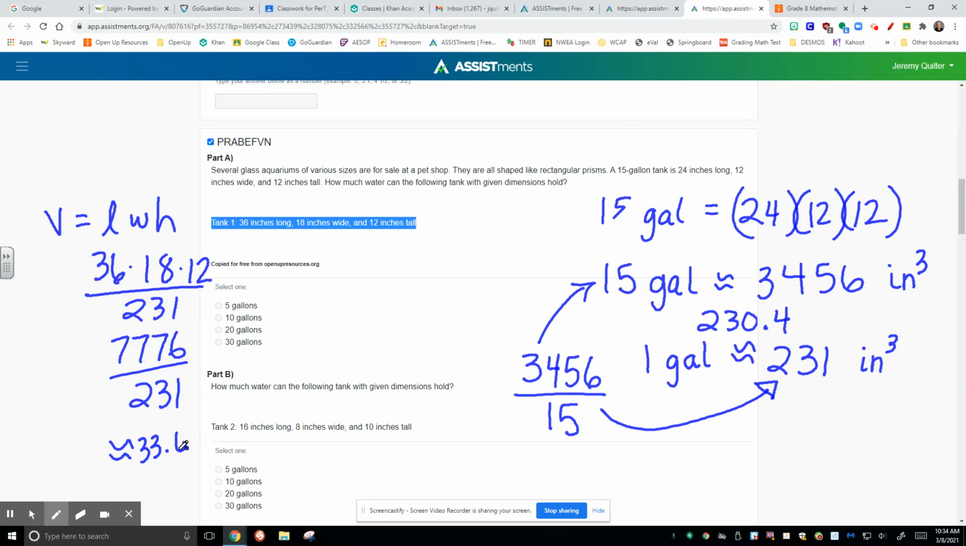33 and 67 hundredths. Sorry, that's not rounded quite right. It's going to be 66 hundredths. Based on that, we're going to say the closest one here is 30 gallons. That's what we'll need to do for each of the rest of these.